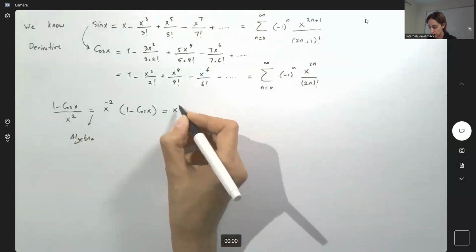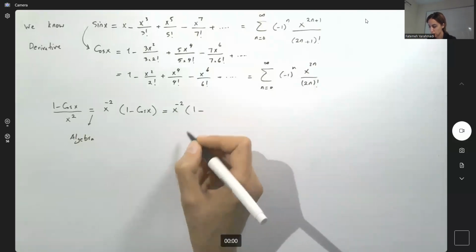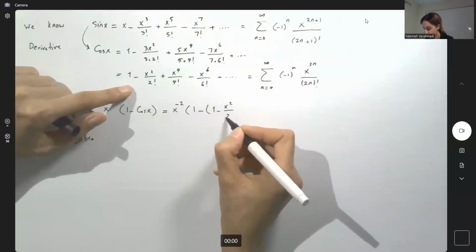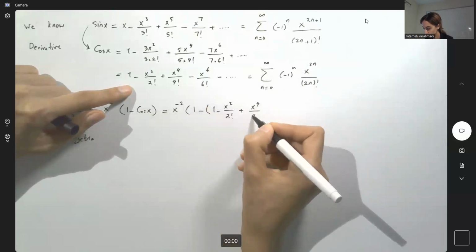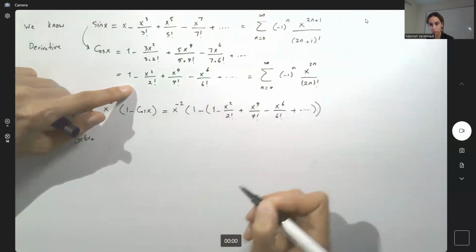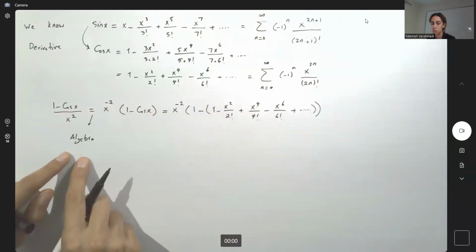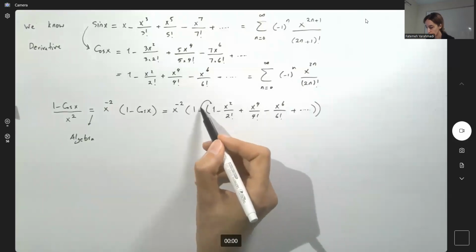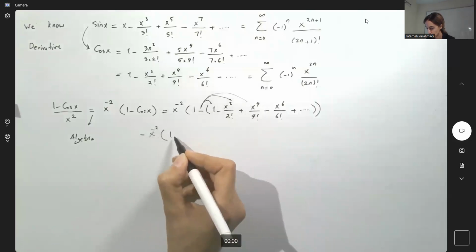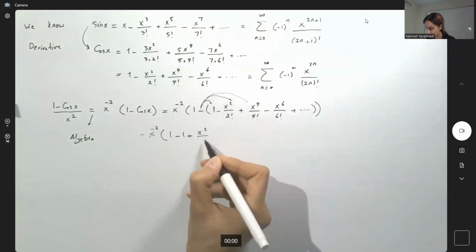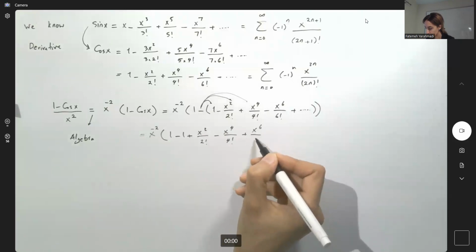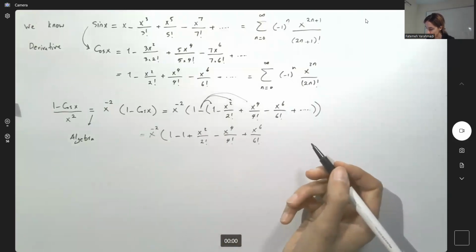So use it. You have 1 minus, open parenthesis, cosine, which is 1 minus x squared divided by 2 factorial plus x to the 4th divided by 4 factorial minus x to the 6th divided by 6 factorial plus the rest of the terms, right? Close parenthesis. Again, we're just doing basic algebra. Distribute this negative sign into the parentheses and then simplify as much as you can. X to the power negative 2, you have 1 minus 1 plus x squared divided by 2 factorial minus x to the 4th divided by 4 factorial plus x to the 6th divided by 6 factorial. You can continue this process.